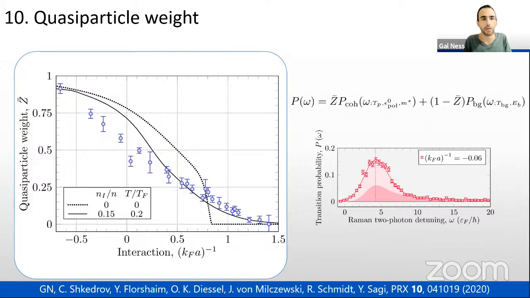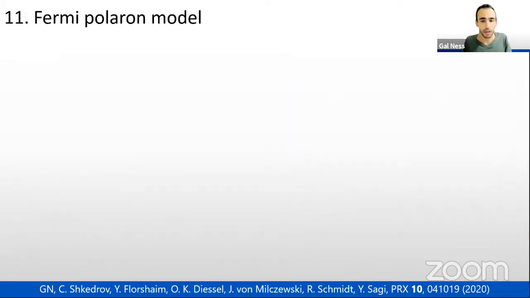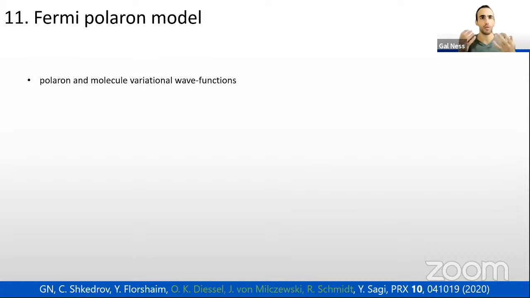And I'd like to spend my last slide explaining a bit about the theoretical model that we used. So this is a calculation done by our MPQ colleagues. And what they did was to take the polaron and molecule wave function ansatz and actually populate them according to their quantum statistics at finite temperature, arriving at the following insight with which I will finish.